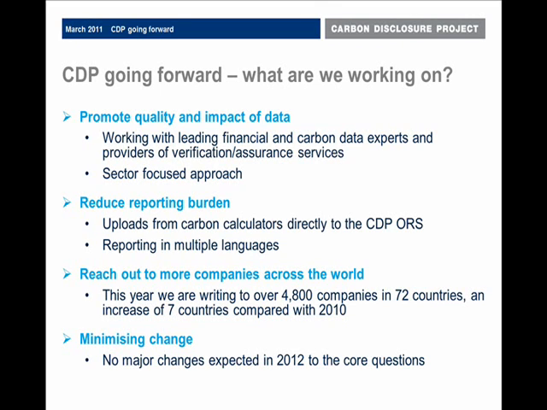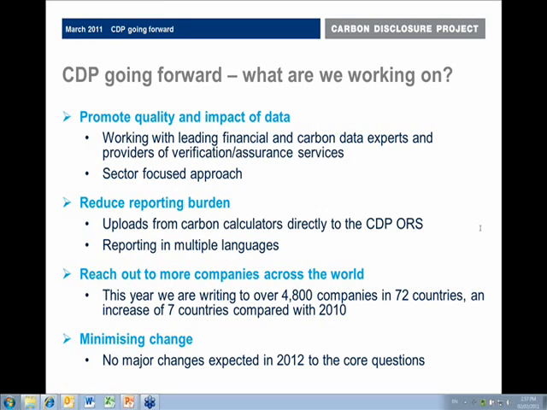There are possibilities for you to upload information from your carbon calculators directly into the CDP online response system. That's what ORS stands for. We're reaching out to more companies than ever before, meaning that responses to CDP can then be compared with peer companies in more countries than ever before. And we are committed to minimizing the change, and we are not making any major changes to the core questions for CDP in 2012 when that comes next year.